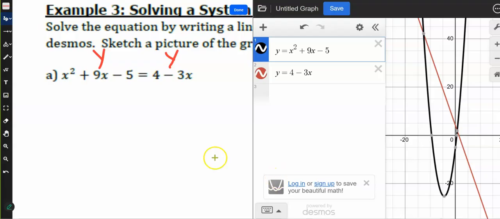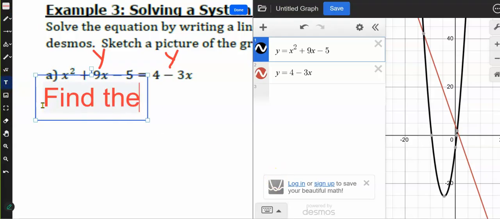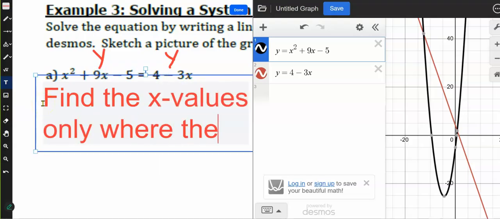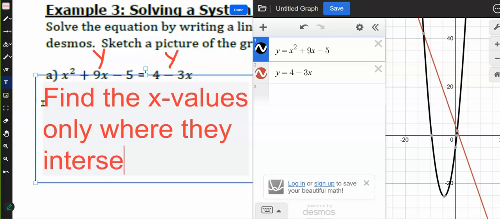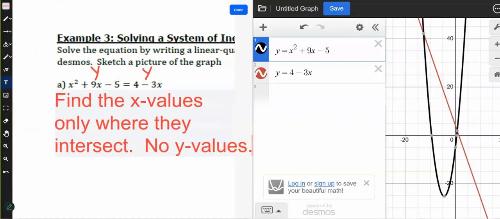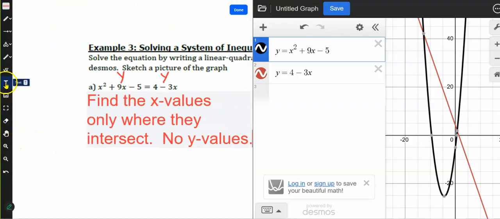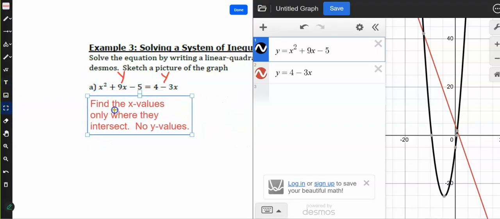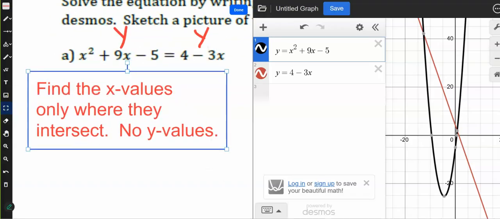What am I looking for? Find the x values only where they intersect. No y values. So x values only. That's it.